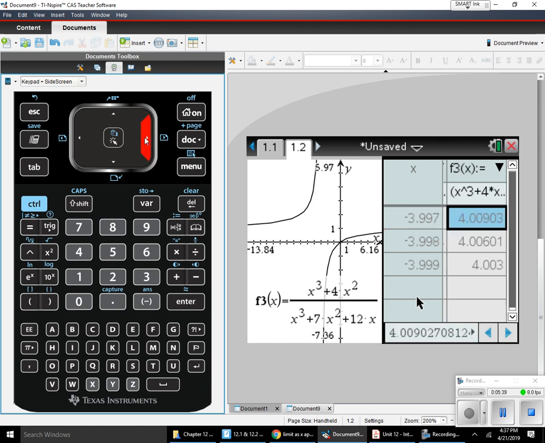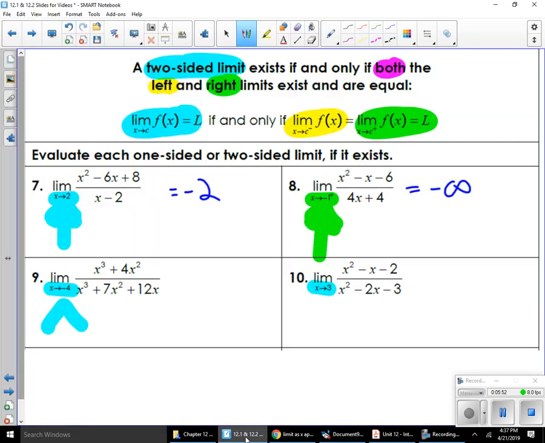I stored this graph as F3. So we see here for sure that at least on the right-hand side there, this thing approaches 4. The graph lets me know that, yeah, the left and the right do both meet there. So good to go. This graph is going to have both a left and a right-hand limit of 4. So the whole thing, the two-sided limit, will also be 4. So in number 9, everything worked out quite nicely.